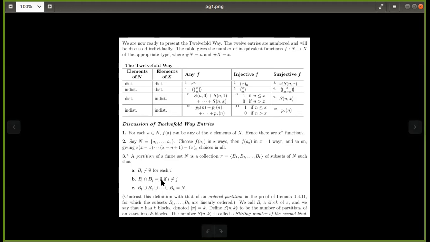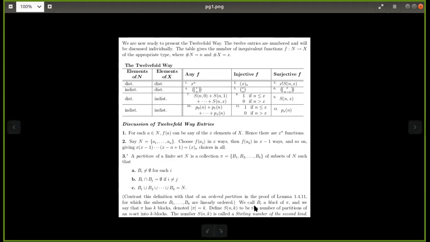If the intersection is non-empty, this union may have different cardinality, and this can have different cardinality. So you want to really write n as a disjoint union of these non-empty sets. That is what a partition of a finite set really means here. Okay.